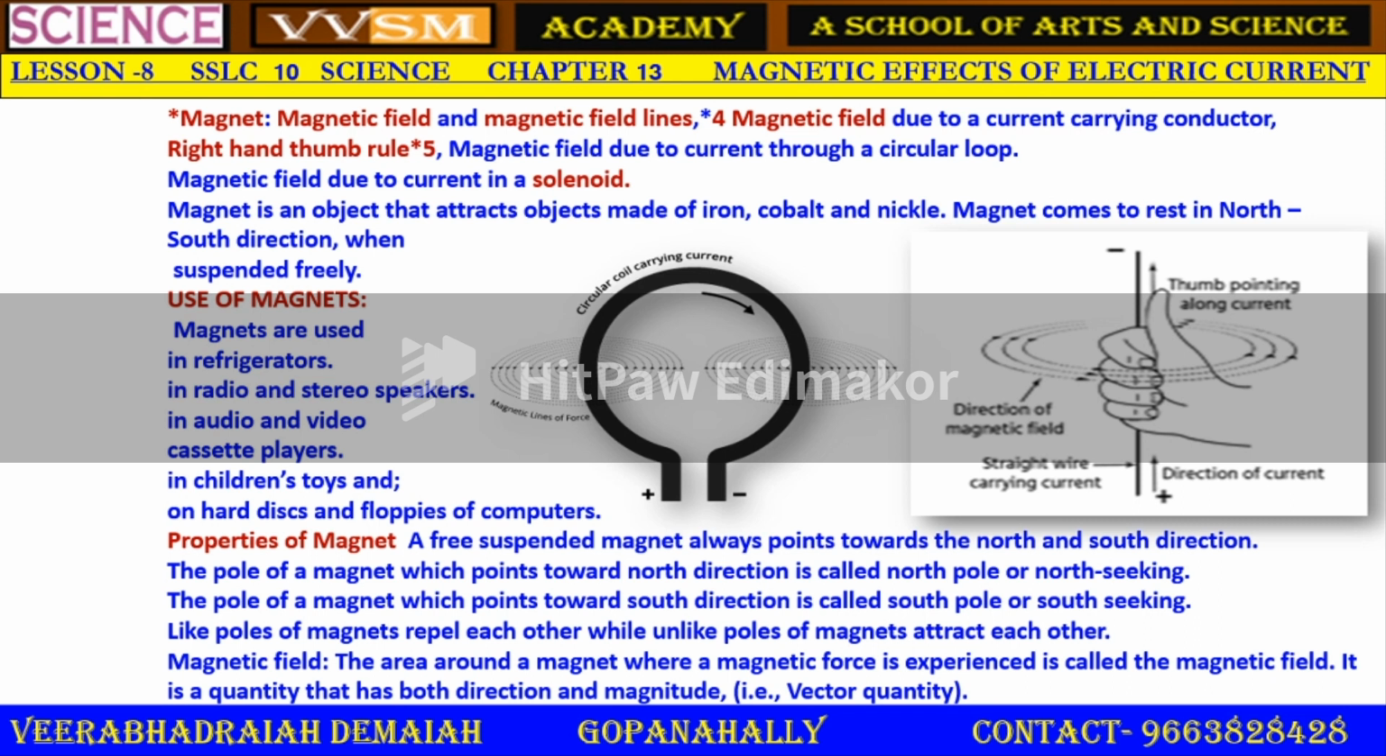Coming to the circular conductor carrying a current, at different points the magnetic lines of force are perpendicular, for example at the points A and B, or P and Q, whatever they may be. There are two points, so you can find the magnetic lines of force. Then, magnetic field due to current in a solenoid.